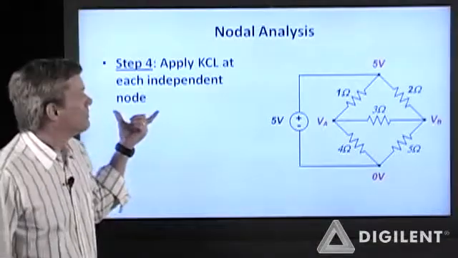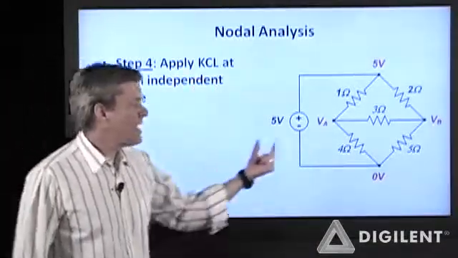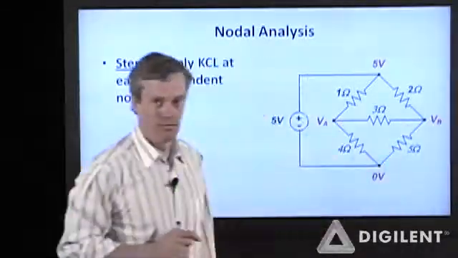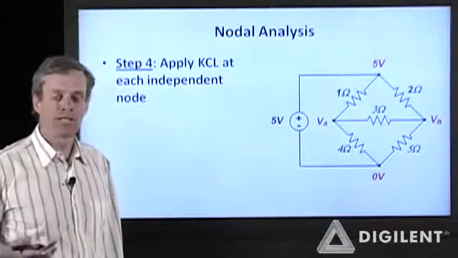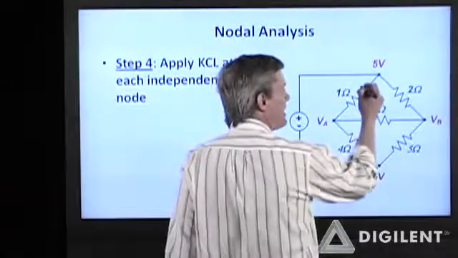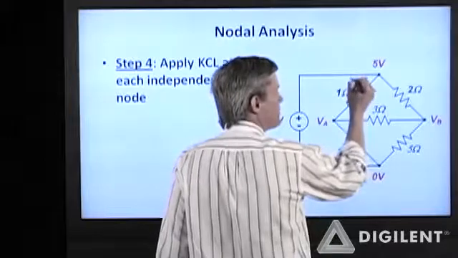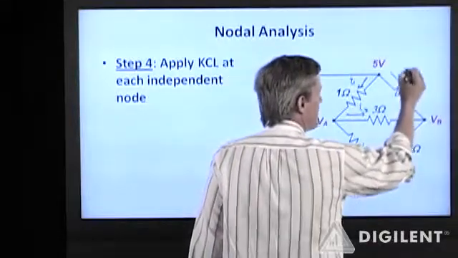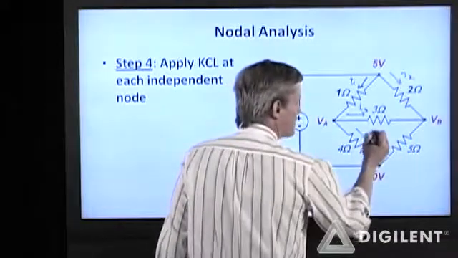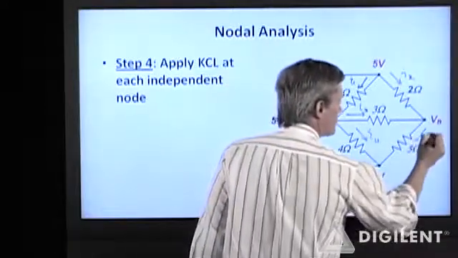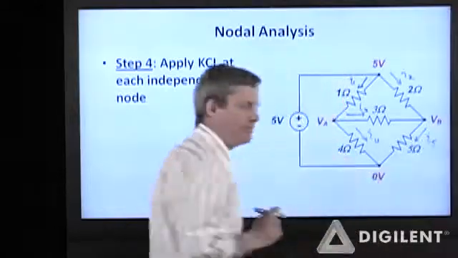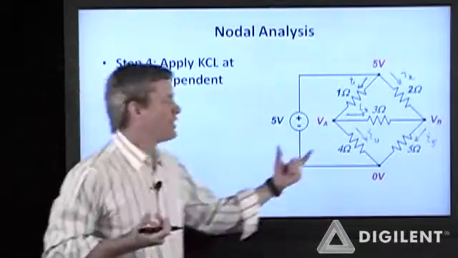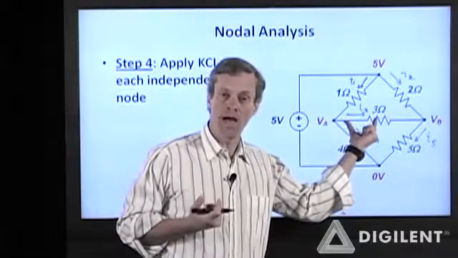Step 4. Now we're going to apply KCL at each of the independent nodes, A and B. KCL is the sum of the currents at the node is equal to 0, so let me label all the currents in these elements. This one I'm going to call I1, this one I3, this one's I2, this one's I4, this one's I5. I'm going to assume that currents leaving the node are positive.